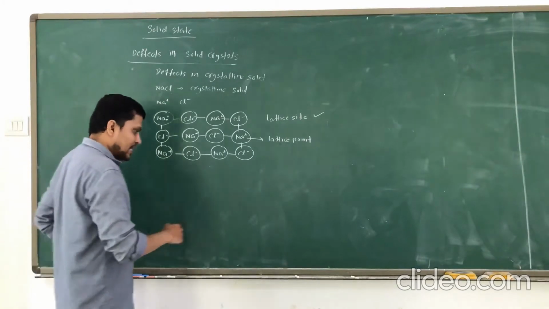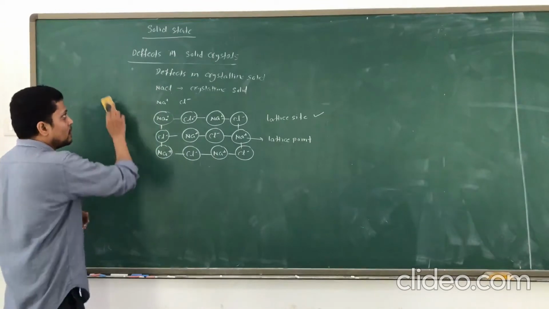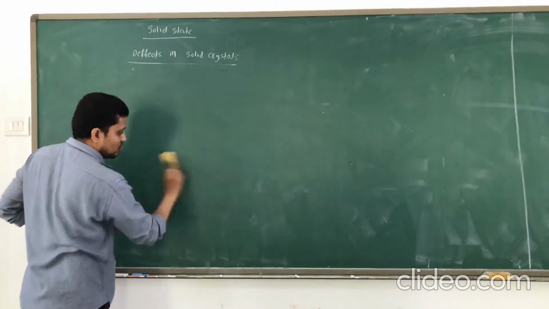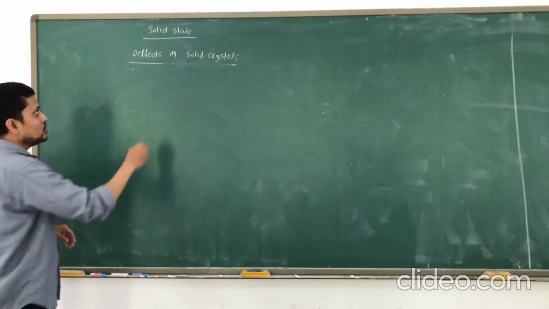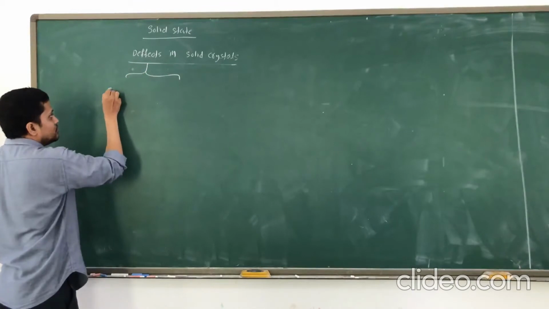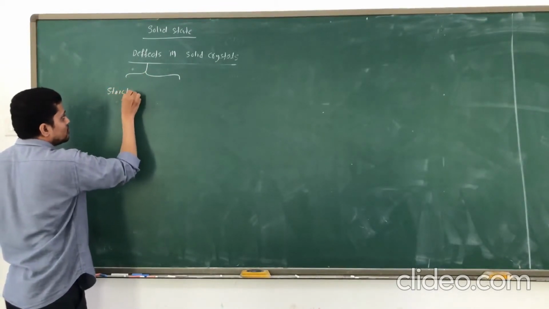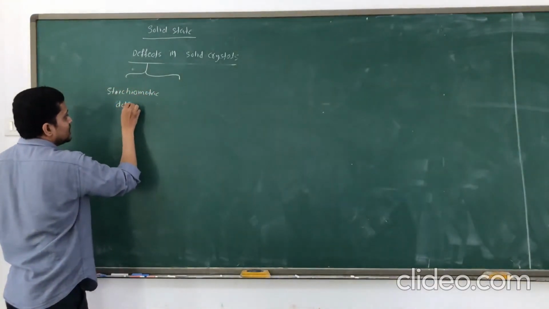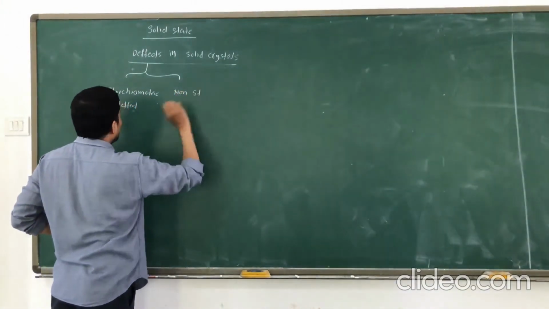Hope you understand. Then I'll continue with the defects: what the defects are and how they occur. Before defects, we must know about the solid compound. Defects are of two types. First is stoichiometric defect. Second is non-stoichiometric defect.